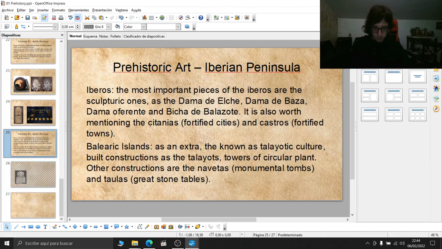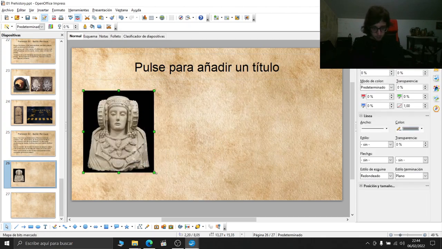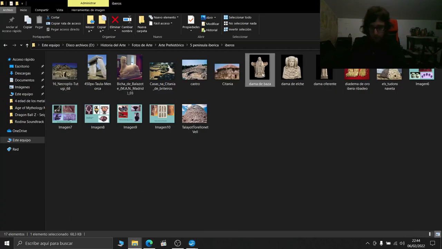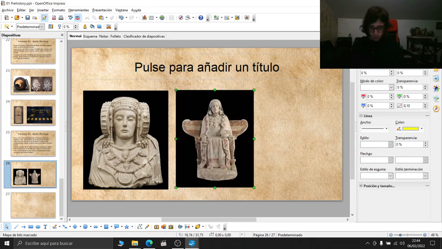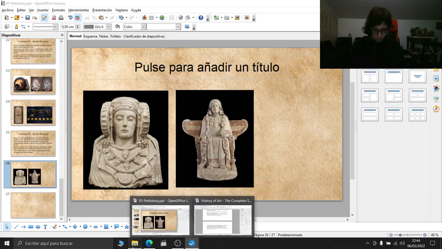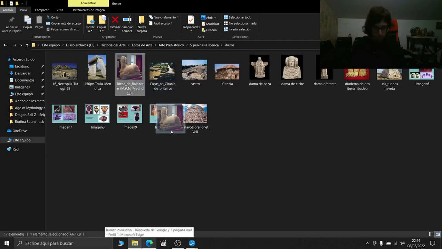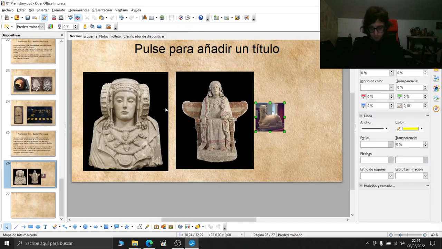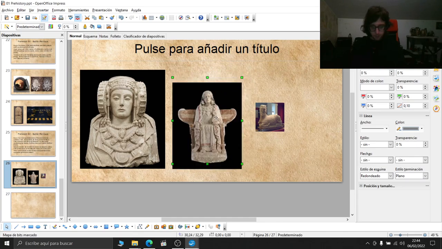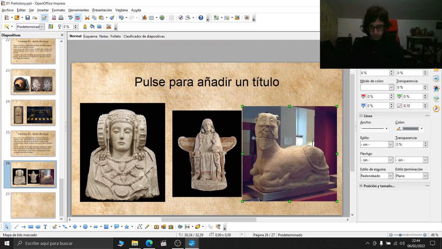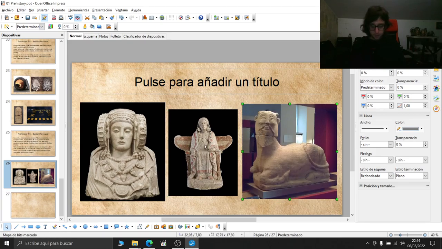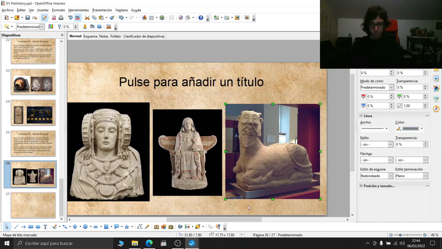In order, Dama de Elche. Dama de Baza, or this one. No, this one. And the other. This one. This one is very weird. Okay, it's fine like this.